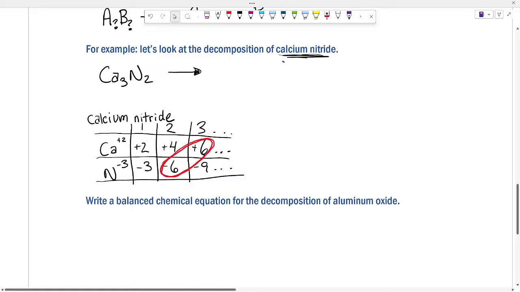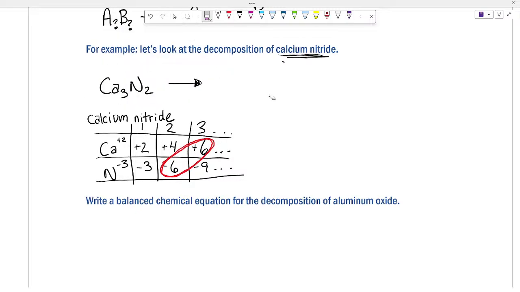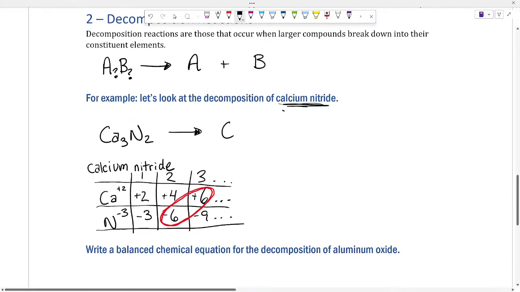Now, the nice thing is, the products are super easy to figure out. What are the 2 products going to be? Well, one of them is going to be calcium, and the other one's going to be nitrogen, and they're just going to be on their own. In a decomposition reaction, the things end up on their own. So calcium's going to end up on its own, and nitrogen is also going to end up on its own, though we need to remember something about nitrogen when it's on its own.